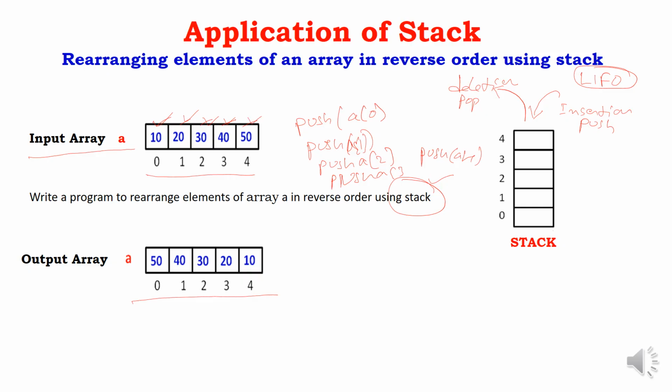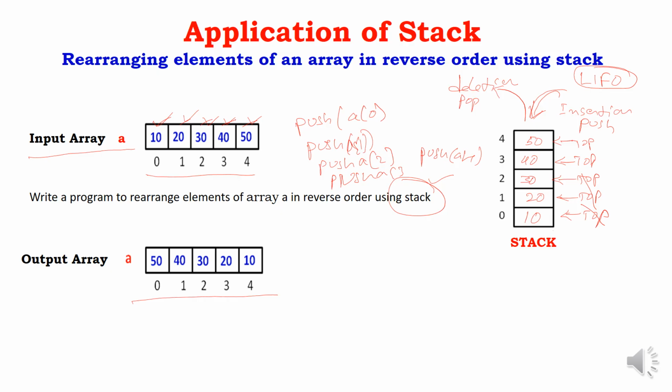Once you push 10, it will be placed in location 0. This is top. Once you push one more element, 20 will be placed here, and top will be here. Push the next element, 30, and this becomes top. Push the next element, 40, top will be here. Push one more element, 50, and this will be your top. Each time you push, the elements are inserted from the top position. So in the sequence we have pushed 10, 20, 30, 40, 50. So 5 elements have been pushed.